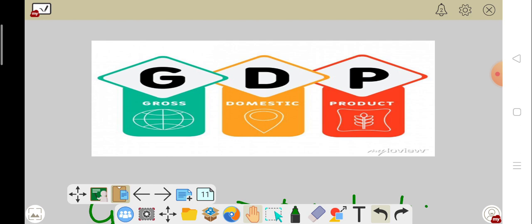So what does domestic stand for? Domestic indicates that the inclusion criterion is geographical. Goods and services counted are those produced within the country's border, regardless of the nationality of the producer. For example, the production of a German-owned factory in the United States will be counted as a part of United States GDP.